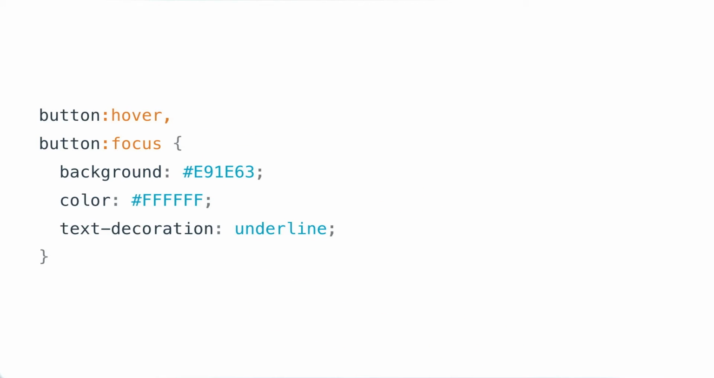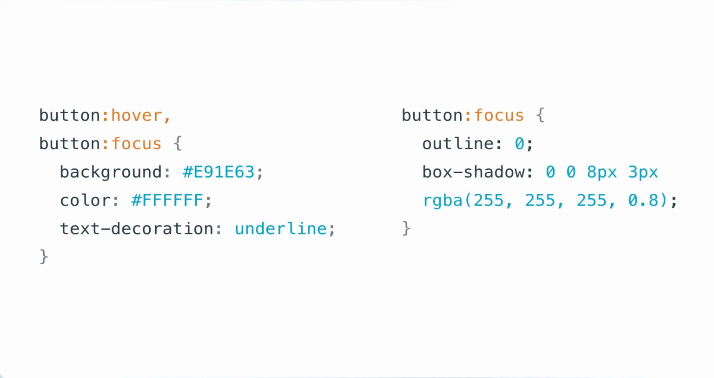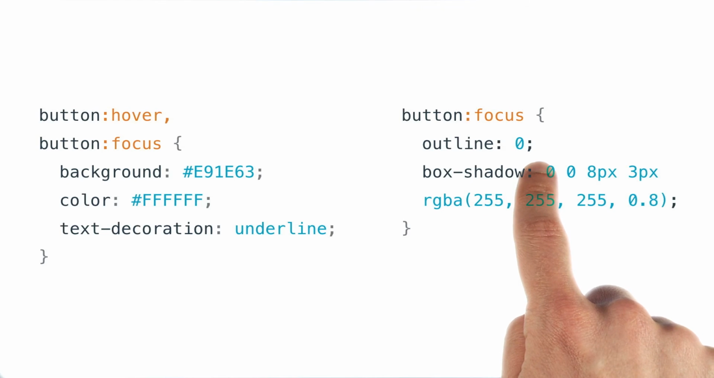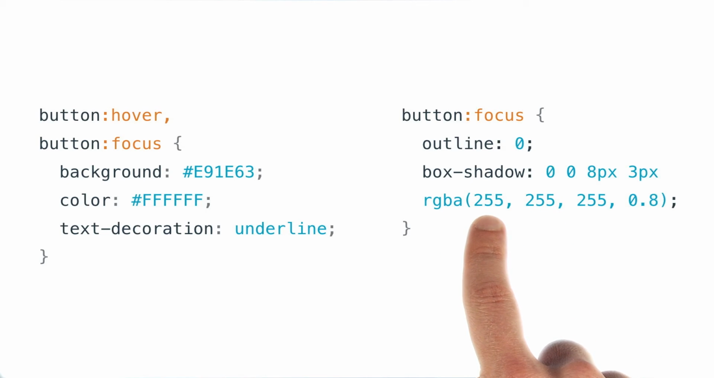the focus pseudoclass. Now because the hover style might not make it obvious which element has focus, I'm also going to write a style specifically using the focus pseudoclass. This style right here is going to remove that default focus ring and replace it with a colored box shadow.